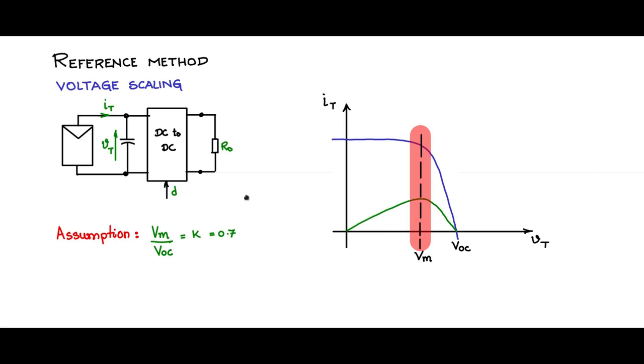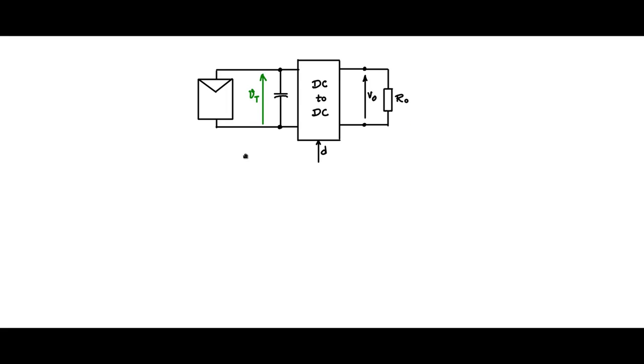Now let us see how we go about realizing this voltage scaling method. So to this PV system interfaced with a DC-DC converter having a D control input, let us see how we will give the control signals for this duty cycle input of the DC-DC converter to achieve maximum power point transfer using the referential voltage scaling method. Now let us understand the control block schema.